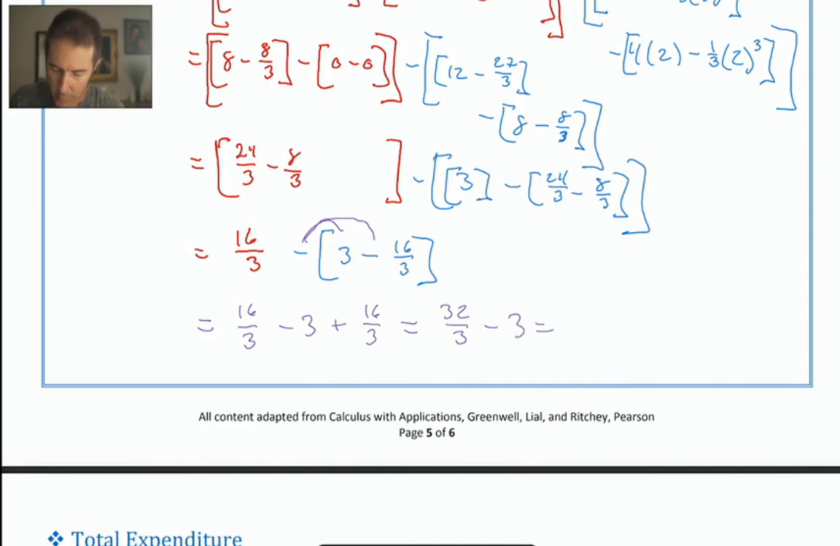32/3 minus 3, which is 32/3 minus 9/3, which is 32 minus 9. Well, 32 minus 10 would be 22, but I didn't subtract 10. I only subtracted 9, so I've got to put 1 back. So 32, 22, 23. That's 23/3.